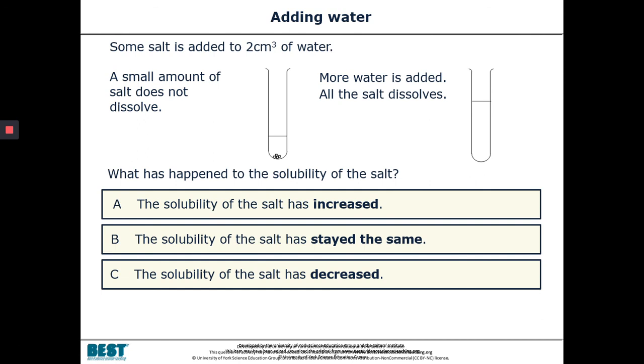A student who chooses A may have confused an increase in the amount of salt that dissolves with an increase in solubility. So as teachers, we then need to reinforce that solubility is a property of the substance itself, at a given temperature anyway. So the solubility of a substance cannot change when you add more water. You might dissolve more salt, but the solubility stays the same.